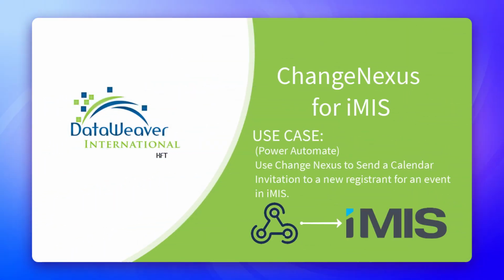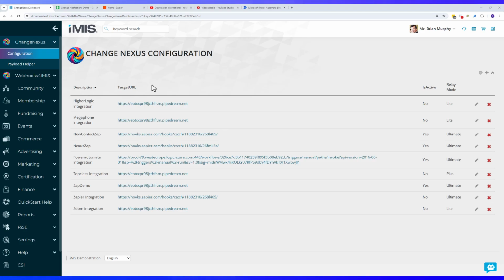So for our Change Nexus for iMIS use case today, we're going to use Change Nexus to send a calendar invitation to a new registrant for an event in iMIS. And we're going to do that using the Power Automate utility. Okay, so we're in the Change Nexus configuration screen here.